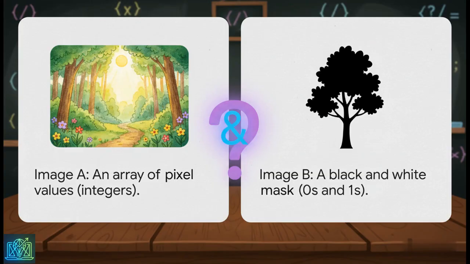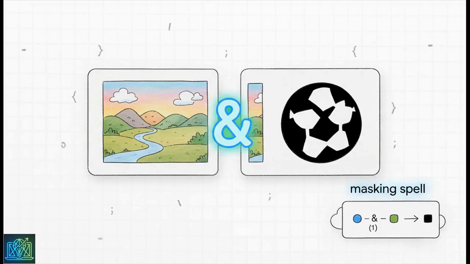Now remember, an image is really just a giant grid of numbers, right? Each number is a pixel's color. So, what spell do you think we could use to apply the shape from image B onto image A, almost like a perfect cookie cutter? The answer is the Bitwise AND operator. It's a masking spell. It's so cool. Just think about it. In the computer's mind, black is just a bunch of zeros, and white is a bunch of ones. So when you AND the two images together, any pixel that gets ANDed with black turns black, but any pixel ANDed with white, it stays exactly the same. It's a beautifully simple and frankly super powerful way to combine images.